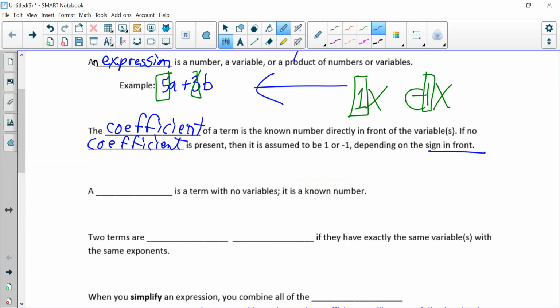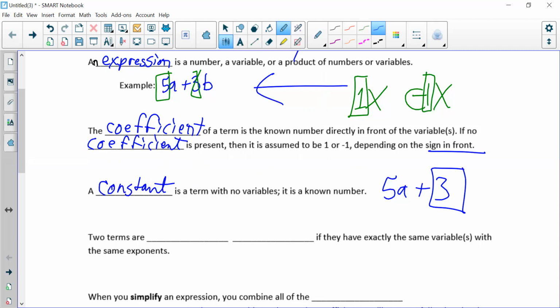A constant is a term with no variables. It's a known number. So if our expression is 5a plus 3, 3 here is a constant. There's no variable with it. It's a known number.